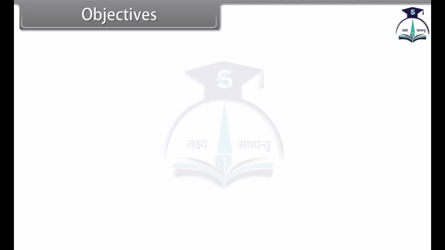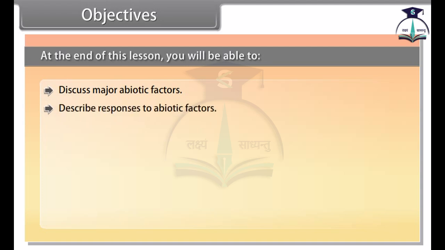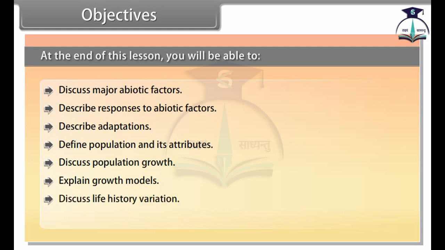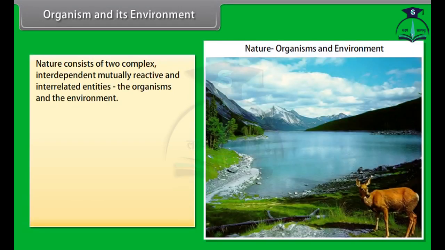Objectives. At the end of this lesson, you'll be able to discuss major abiotic factors, describe responses to abiotic factors, describe adaptations, define population and its attributes, discuss population growth, explain growth models, discuss life history variation, explain population interaction, organism and its environment. Nature consists of two complex, interdependent, mutually reactive and interrelated entities, the organisms and the environment.